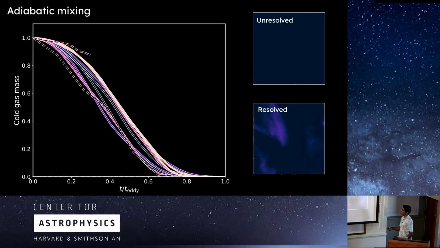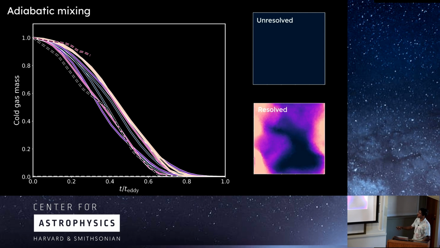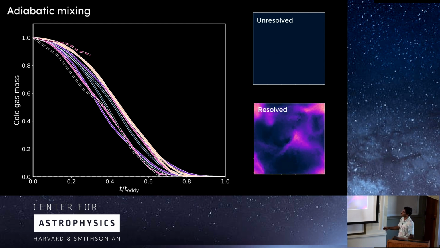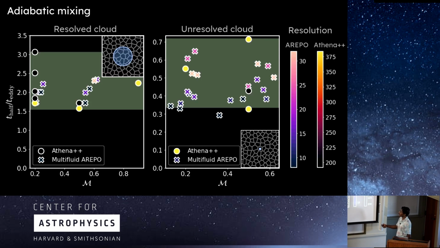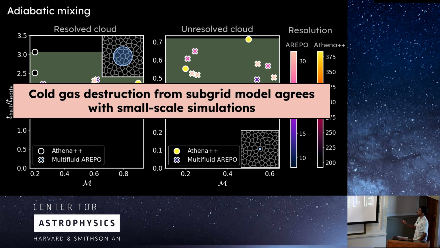But if we do it more quantitatively, we see that the dashed lines are what we want to match, and the solid lines are from the subgrid model, and they match pretty well. If we do a more extensive test where we change those things that I talked about earlier, we change the resolution, we change the Mach number, we change the random initialization of turbulence, we find that the crosses, which are the subgrid models, are in the agreeable region. They agree with the high resolution idealized simulations. So the main thing I want to point out is that the cold gas destruction that we have in our model works well.